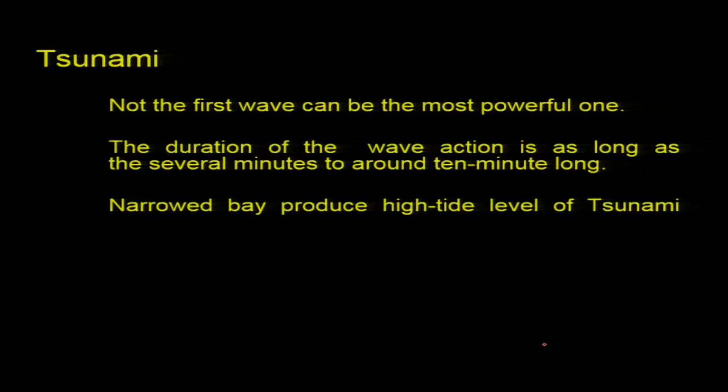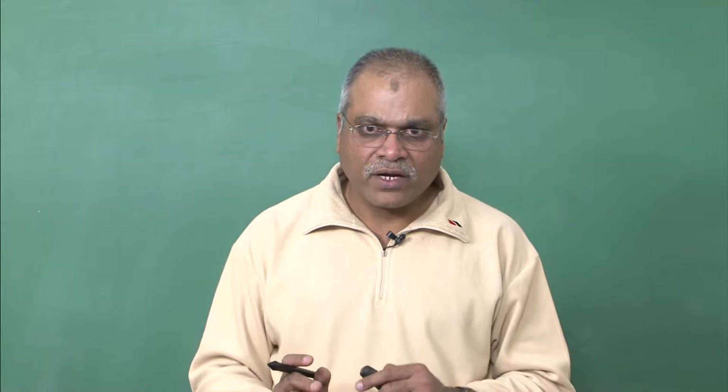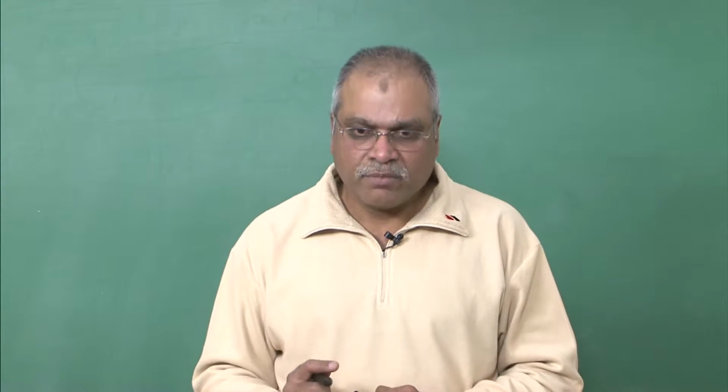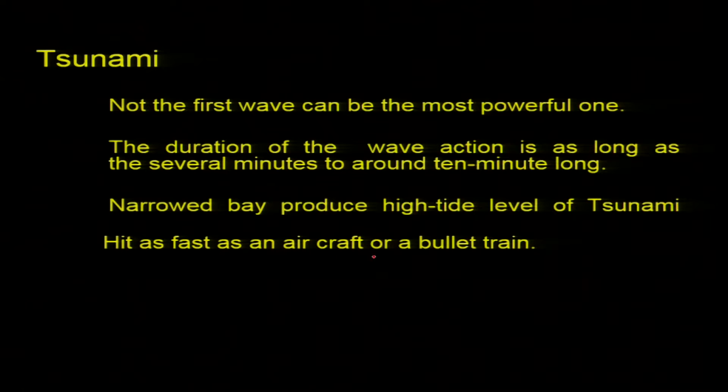A narrow bay produces high tide levels of tsunami. Here the configuration of your coastline is important. If you have an open coastline, the effect will be different. If you have a narrow coastline, the effect of the tsunami will be different. If you have a rocky coastline, the effect will be different. It hits as fast as an aircraft or a bullet train, in fact more than that. The fastest bullet train might be around 350 kilometers per hour or so, but an aircraft, mostly jet planes, is around 800 to 900 kilometers per hour. So, it has tremendous speed.